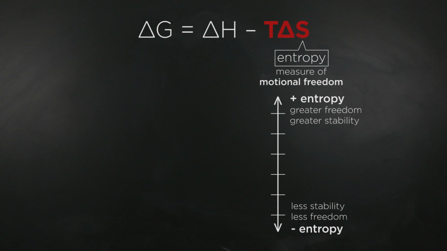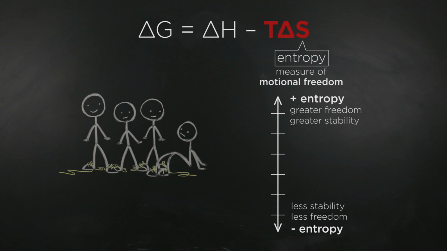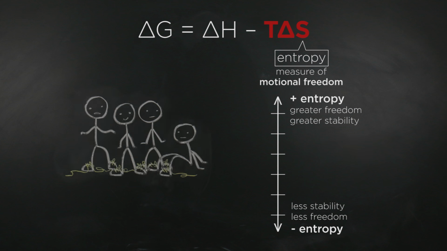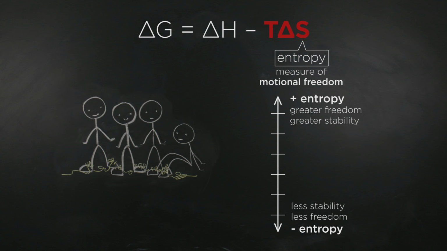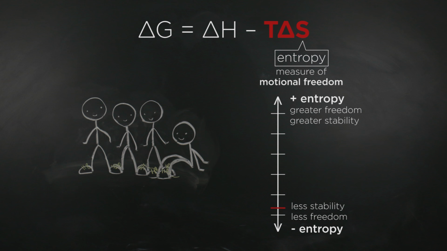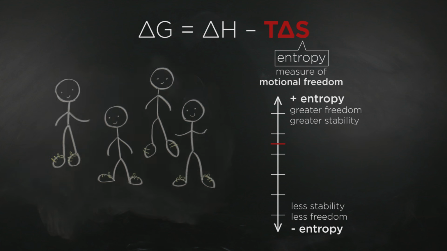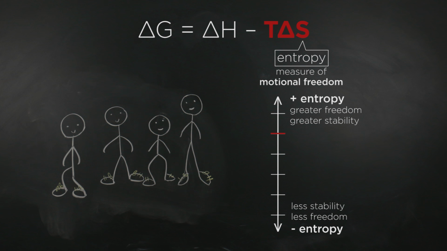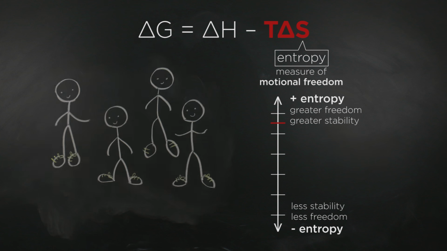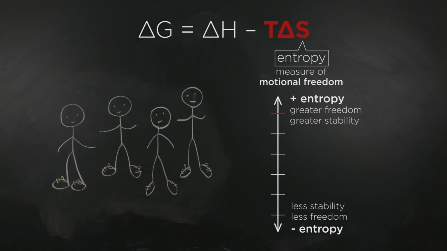For example, let's say that a group of people have their shoelaces tied together. Now, each of these people have restricted movement and cannot move independently of each other. So, the system has low entropy and is not very stable. But as we untie the shoelaces, each person can move independently of the others, and thus this system is now increasing in entropy. Eventually, when we untie all the shoelaces, everyone is able to move completely independently of everyone else. Increased freedom of movement leads to greater entropy and greater stability of the system.